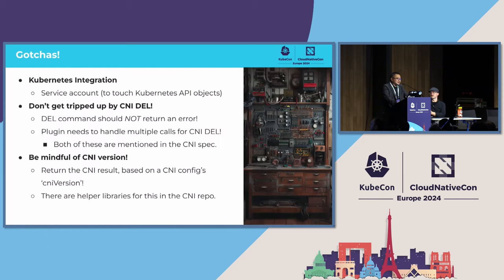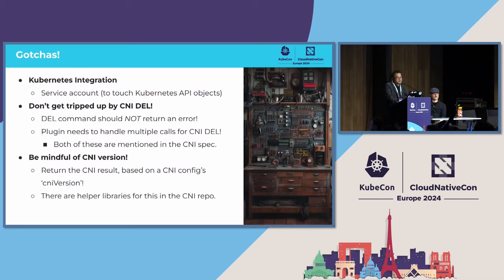The first is how to integrate with Kubernetes. I mean, if your CNI plugin wants to get the pod object, as I told you before, CNI is not integrated with Kubernetes. So CNI plugins do not have a way to access Kubernetes objects. So for each CNI plugin, you need to create a service account or some other API account to access the Kubernetes API objects. And also you need to keep updating this service account as certificates expire.